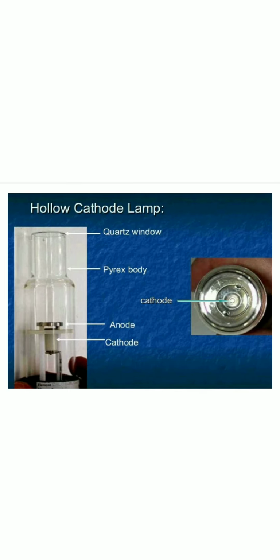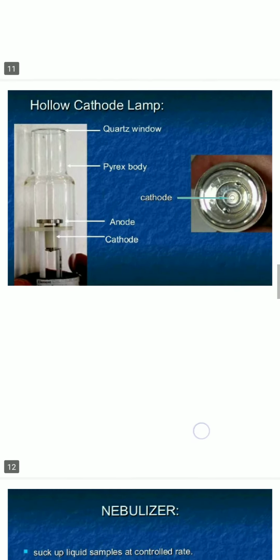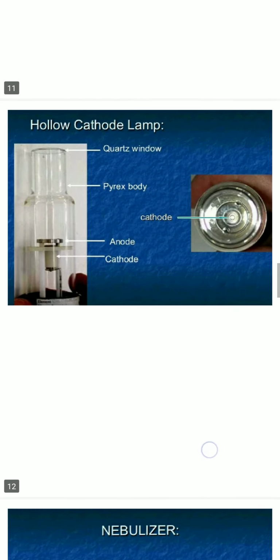This is the diagram of a hollow cathode lamp. In this diagram, anode, cathode and Pyrex body, quartz window. This part.